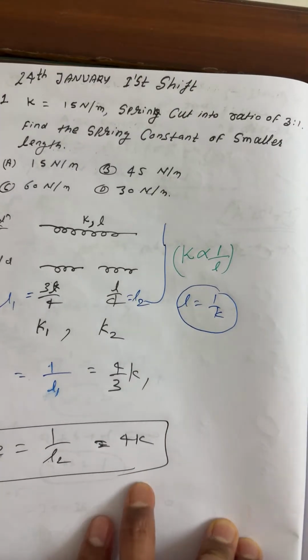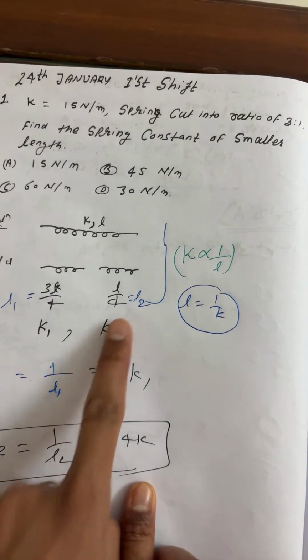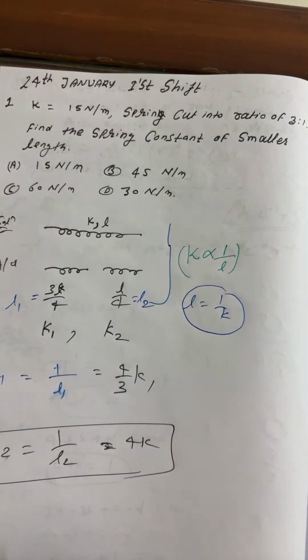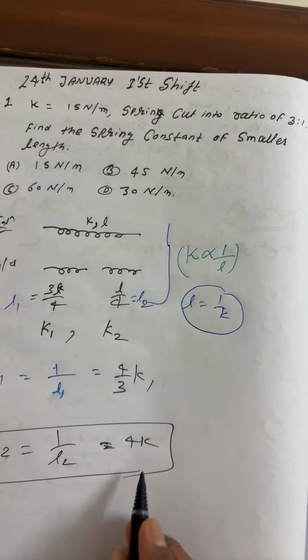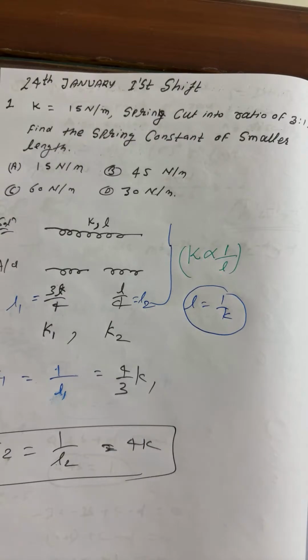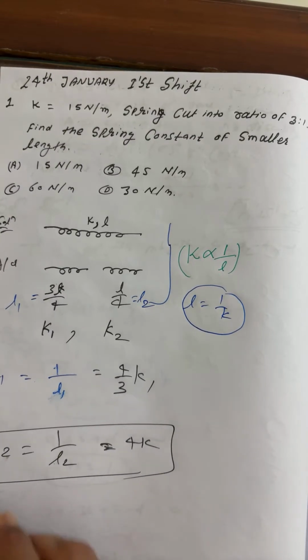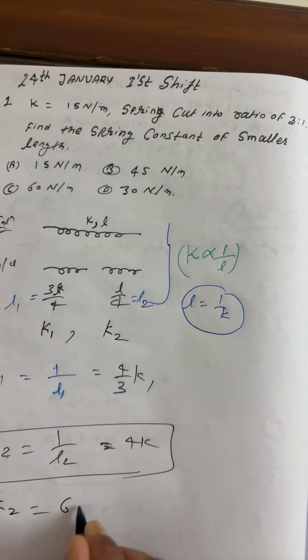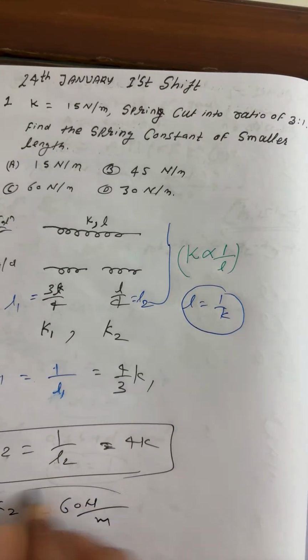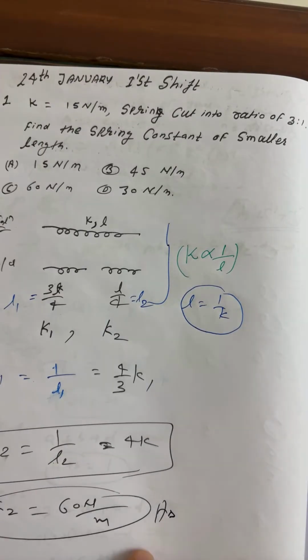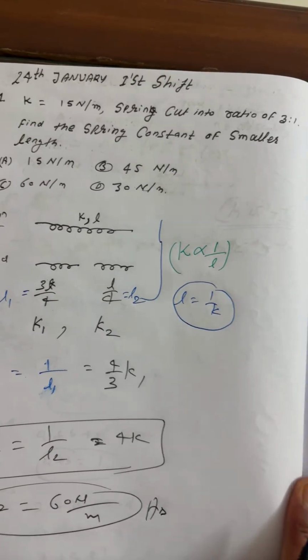What is asked in the question? They ask for the smaller part, so the smaller one has 4K. What's the answer? K is mentioned as 15 Newton per meter. So finally you can write K2 is 16 Newton per meter. So this is the answer for the question. Right. Have a look at the next question.